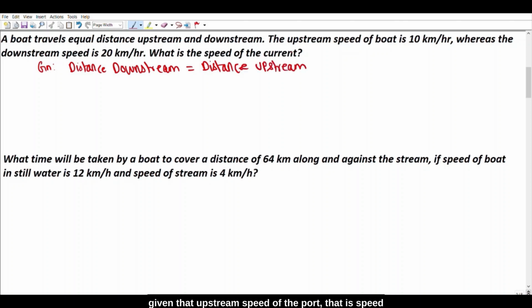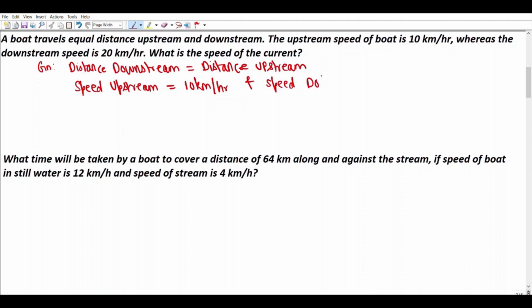And it is also given that the upstream speed of the boat, that is speed upstream, is equal to 10 km per hour and speed downstream is equal to 20 km per hour. We are asked to find the speed of the current.